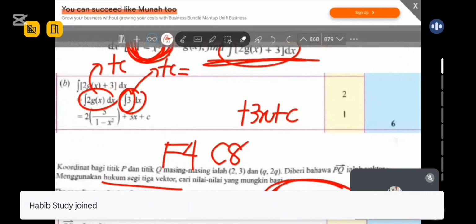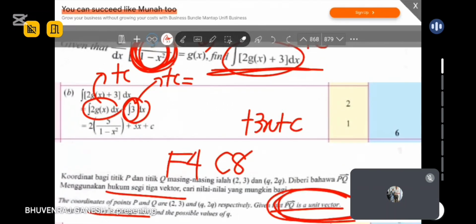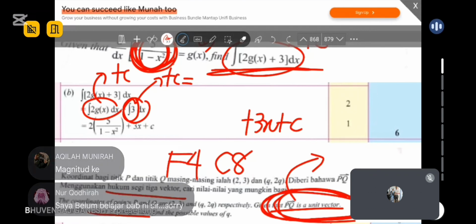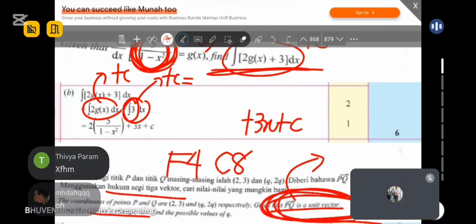So what is the equation you can form, guys? PQ is a unit vector. So apa persamaan yang kamu boleh bentuk dari pernyataan ni? Anyone? Come on, cuba fikir. If you don't understand, just say don't understand. Guys, I want the equation, information from this sentence. Okay guys, very simple.